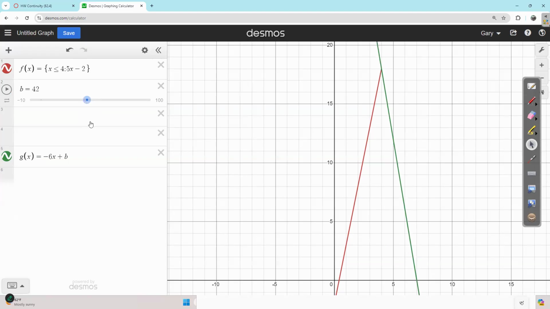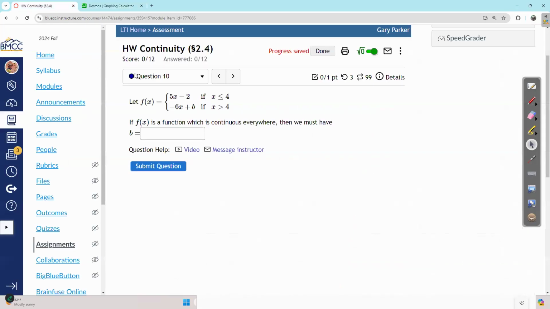So like Lex was having fun with the wheel on the mouse and Desmos making it crash. There's all kinds of cool things you can do with Desmos and variables. Oh, look, I got lucky, 42. Look at that. It's pretty cool.